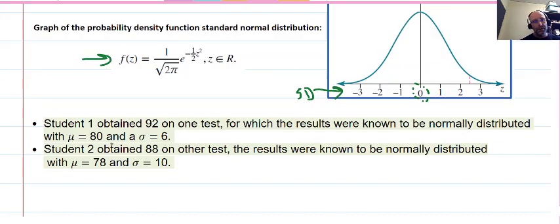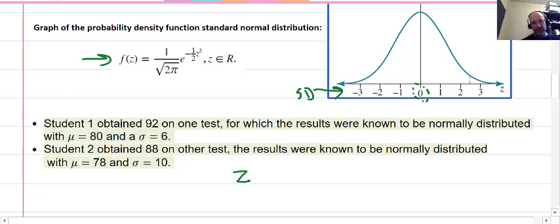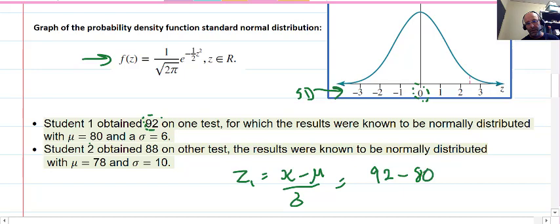So who did better out of student 1 and student 2? What we do is find their Z-score. Let's call the Z-score for student 1 Z sub 1. They got 92. So we've got X minus mu over sigma. Their raw score was 92. The mean for that group was 80. And the standard deviation is 6, so that's a Z-score of 2.